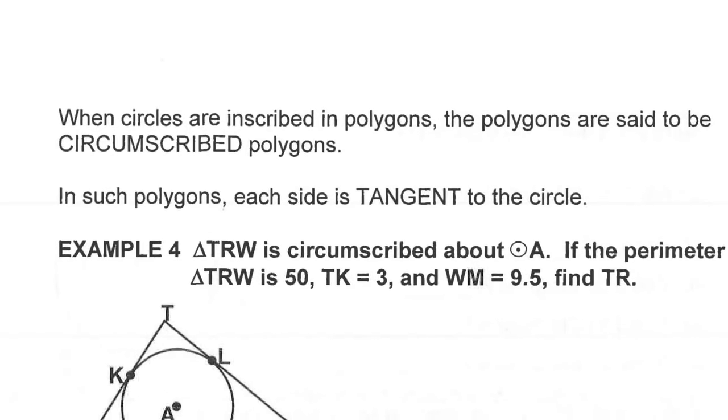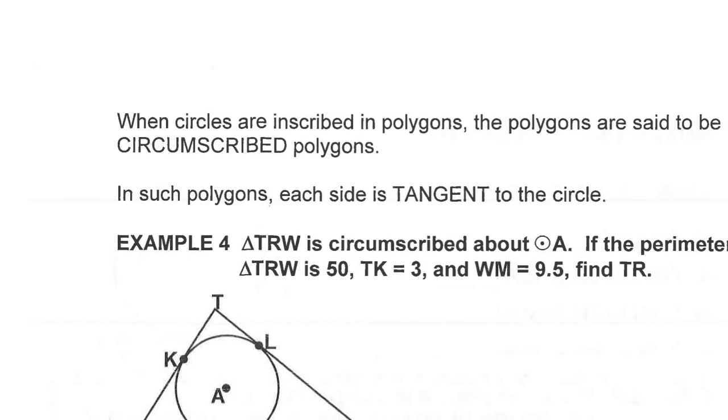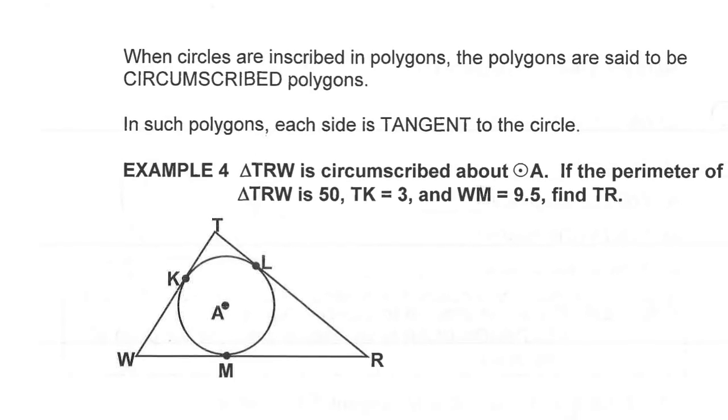Now this one's kind of tricky, but before we get there, I guess I forgot about this. When circles are inscribed in polygons, the polygons are said to be circumscribed polygons. In such polygons, each side is tangent to the circle. So what they're telling us is about this picture. We have a circumscribed polygon because there's a circle inside of it, okay?